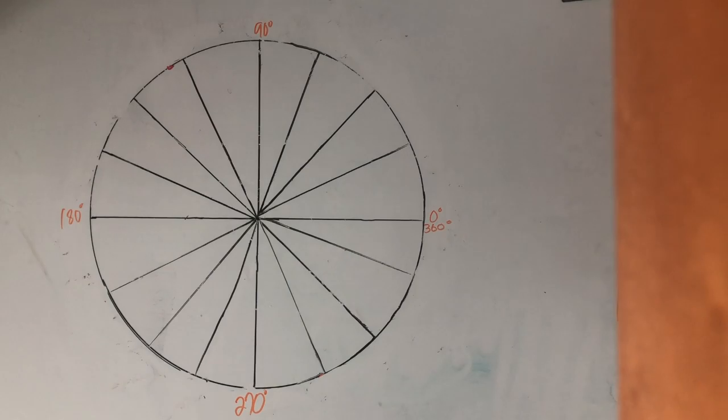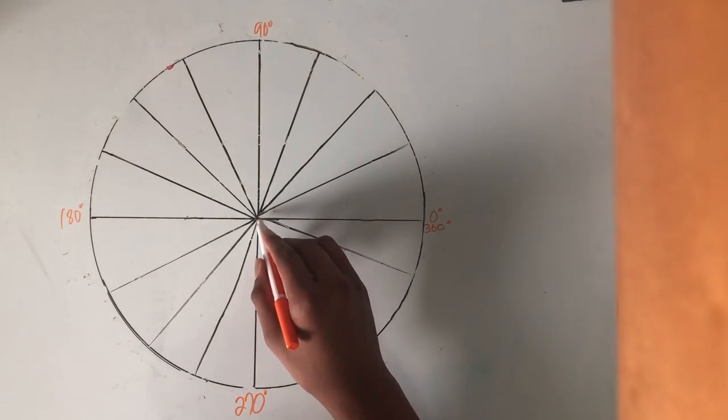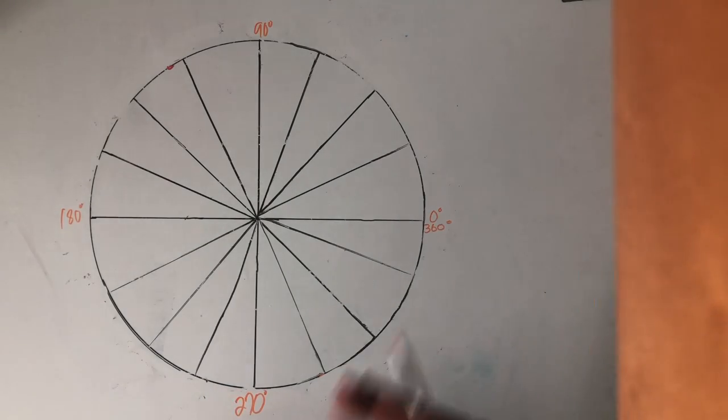This is the unit circle. Some things to know before we start is that this is the center of the unit circle, which is also the center of the coordinate plane at (0, 0). And the radius is 1 unit long.